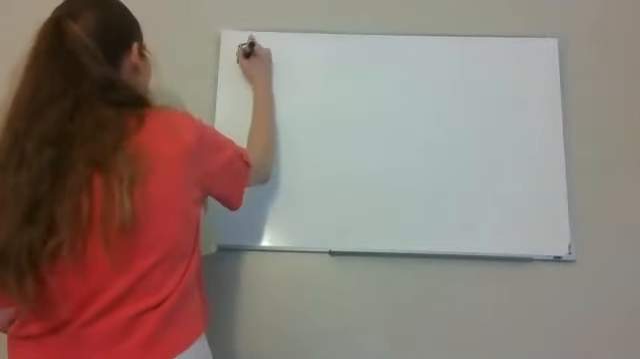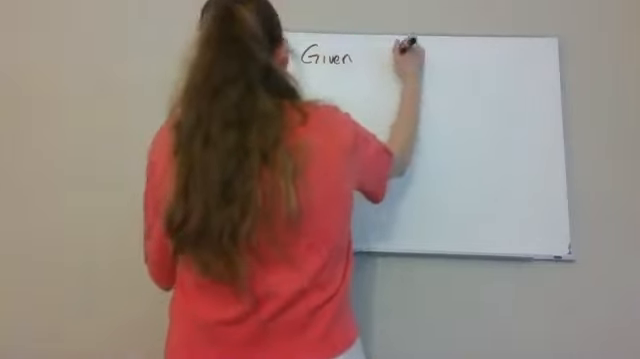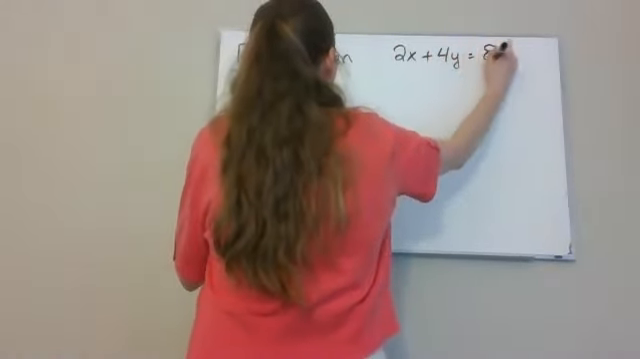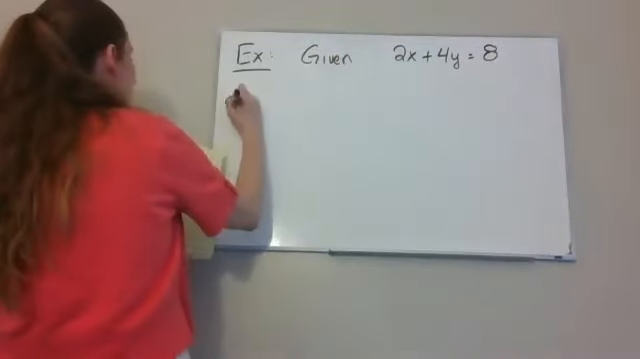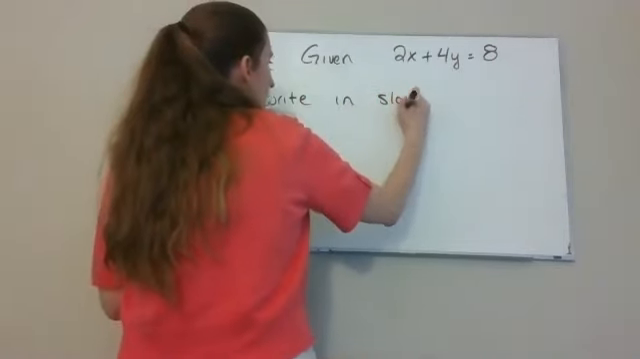So for example, let's look at this linear equation, 2x plus 4y equals 8. And the first thing we're going to do is write it in slope-intercept form.